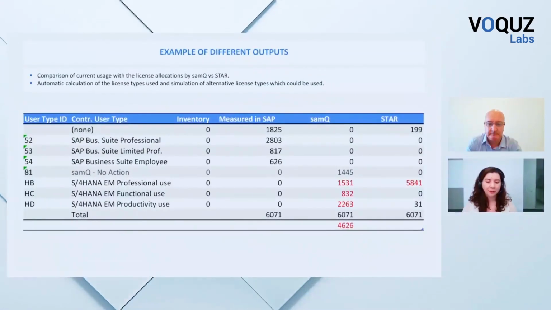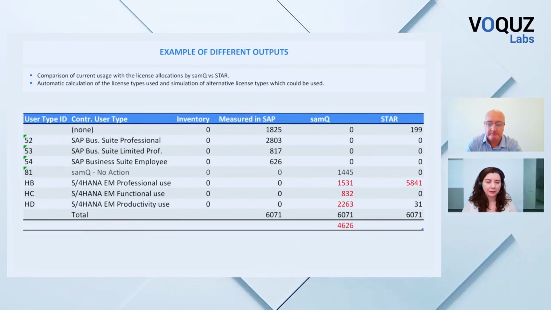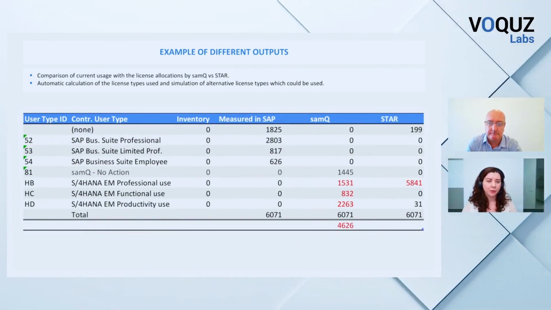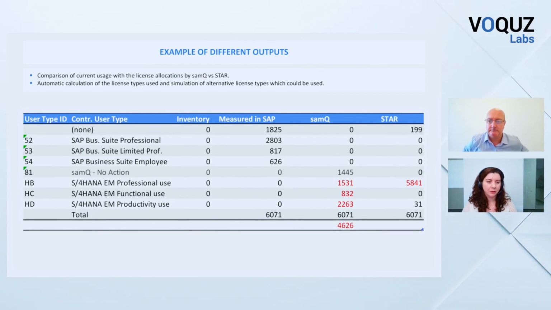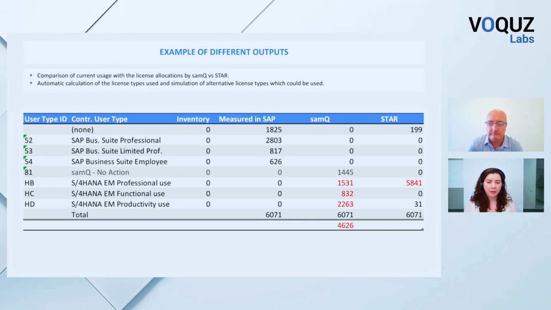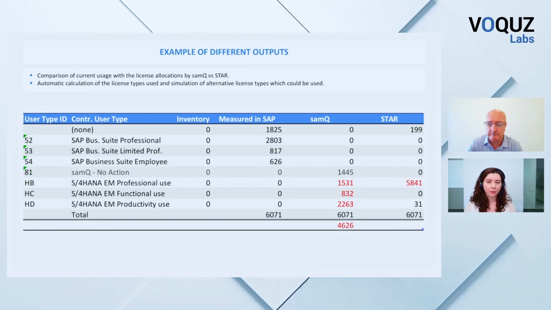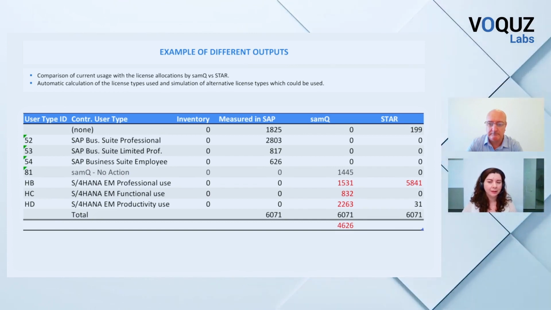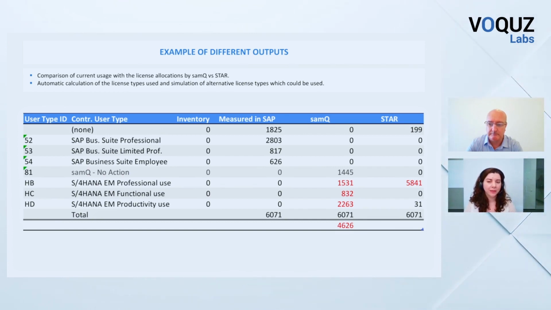Yep. In the column STAR, in the row none, we have a few users there as well, 199. It indicates that those users do not have authorizations, so STAR is not classifying them. They don't have roles. So what we do see here is, again, SAMQ and STAR comparison for the results. One more special line is SAMQ no action.